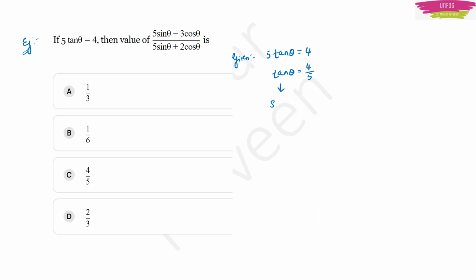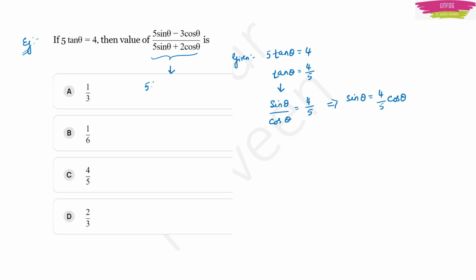So what is tan theta? We know that it is sin theta by cos theta, right? So this one will be equal to 4 upon 5. Or I can write this in terms of sin theta as 4 upon 5 cos theta. You agree, right? Now what is given? Given is this: 5 sin theta minus 3 cos theta by 5 sin theta plus 2 cos theta. So you just substitute the value of sin theta in this above equation.